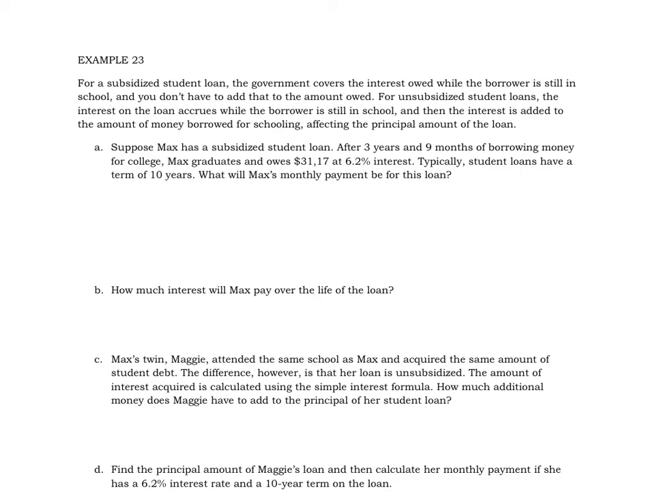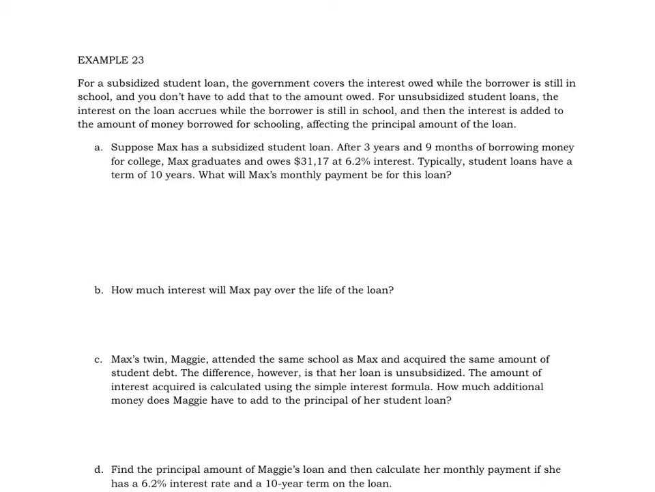Finance, example 23A and B. For a subsidized student loan, the government covers the interest owed while the borrower is still in school, and you don't have to add that to the amount owed. For unsubsidized student loans, the interest on the loan accrues while the borrower is still in school, and then the interest is added to the amount of money borrowed for schooling, affecting the principal amount of the loan.